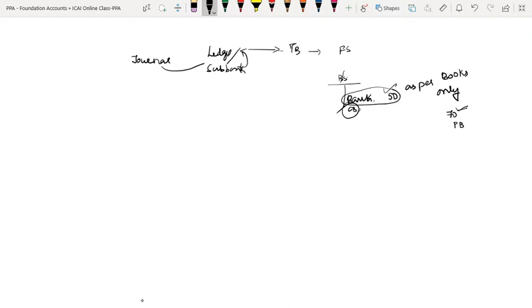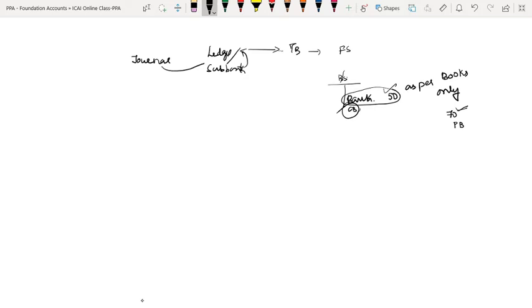Which one is correct? But I have to take as per books only, because based on books I am preparing the financial statement. Whatever balance is there as per books, that only I incorporate. But the evidence, the bank statement, shows a difference. The auditor or management will ask why the difference. In the passbook it is 70 rupees, but you are saying 50 as per books. Is it fraud? Because cash matters, so they may ask.